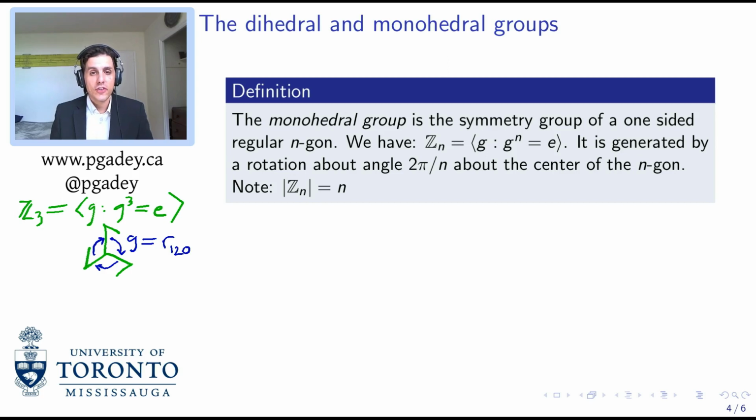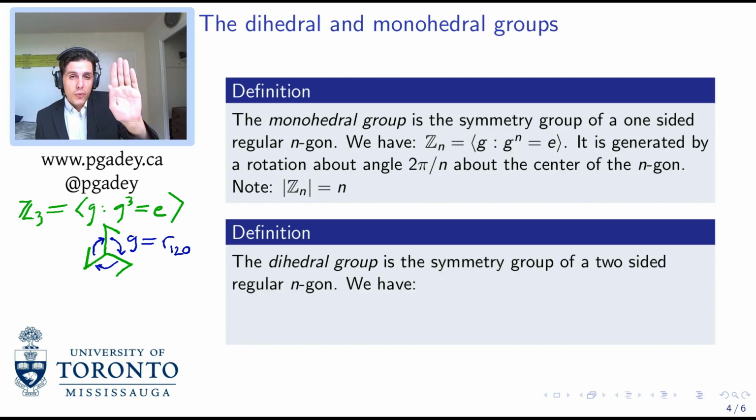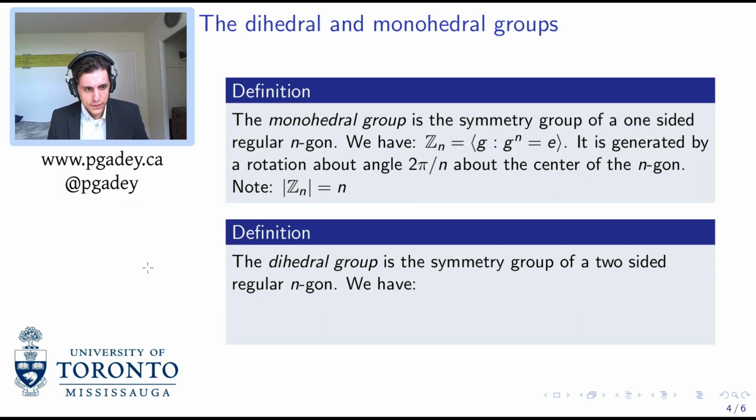Now let's have a look at the dihedral groups. The dihedral group is the symmetry group of a two-sided regular n-gon. So this is an n-gon where we allow reflection symmetries that allow us to turn over the object. So an example of a shape with a dihedral symmetry group would be an equilateral triangle where we're allowed to reflect and effectively turn the shape over.